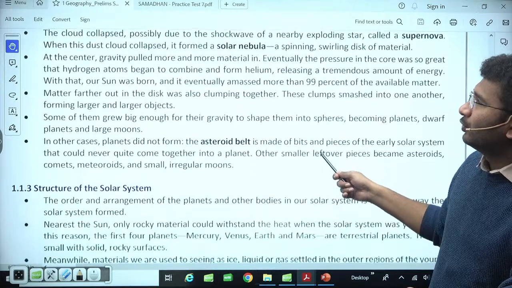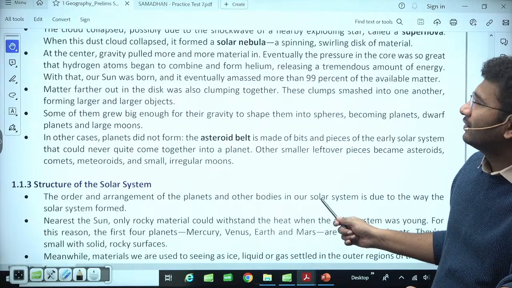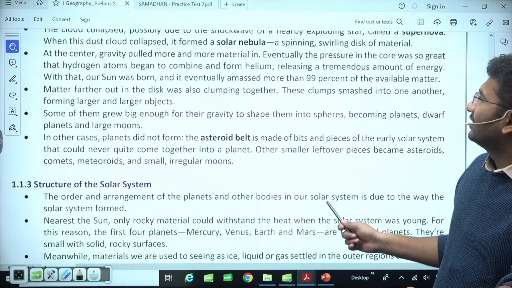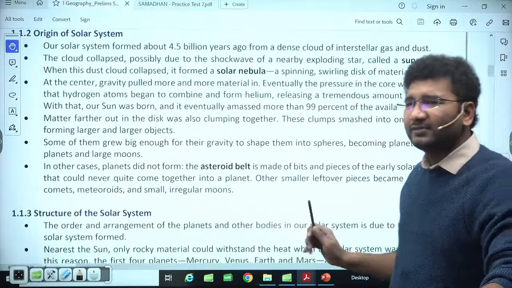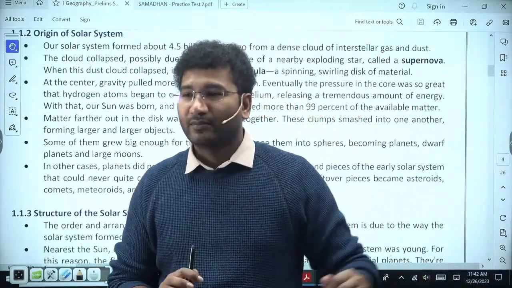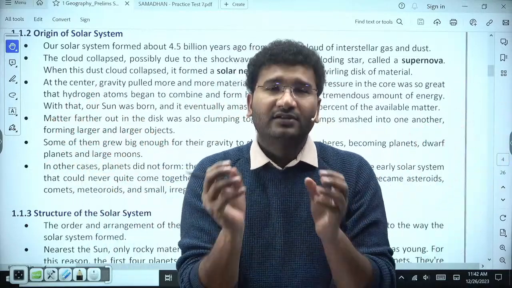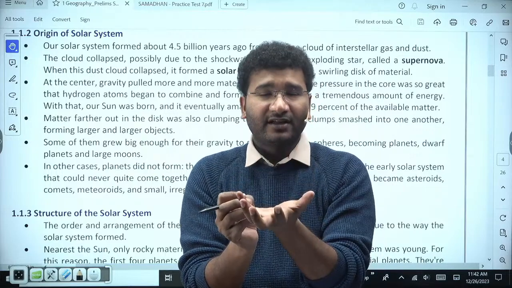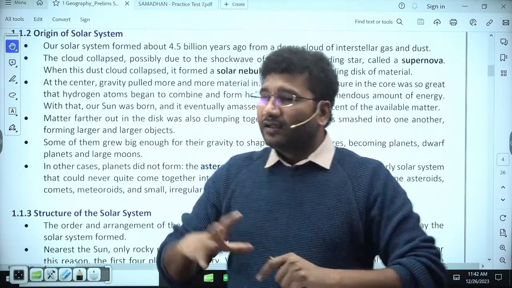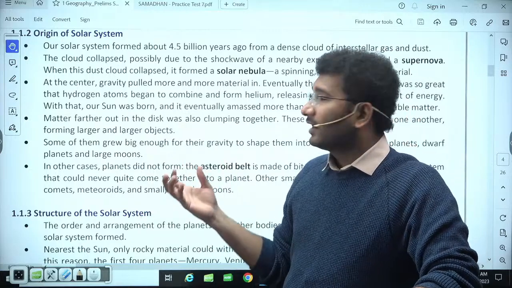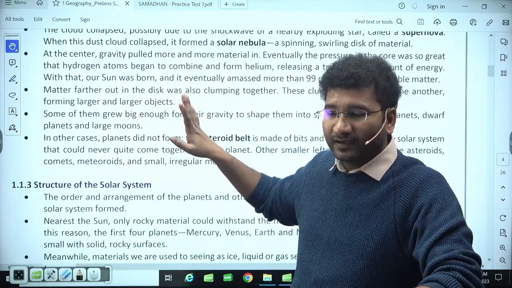At the center, gravity pulled more and more material in, and eventually the pressure in the core was so great that the hydrogen atoms began to combine and form helium, releasing a tremendous amount of energy. And finally, our sun was born. So in simple terms, this is what is written technically. Because of the process of accretion, all the material gathered together, and the material inside is nothing but hydrogen. Hydrogen and hydrogen combine, they started to fuse to become helium, and that helium material is predominantly what you get to see in the formation of the sun.